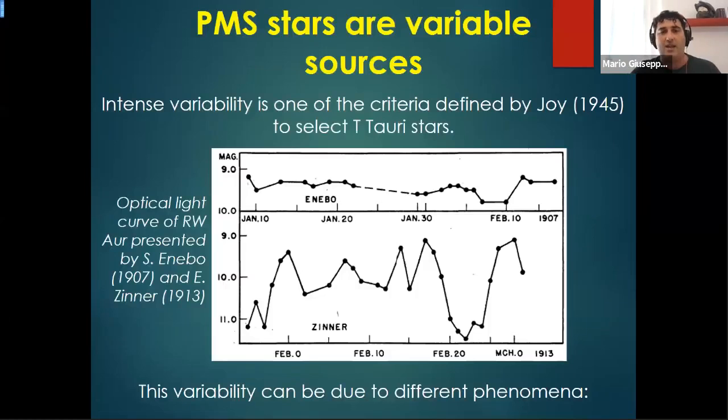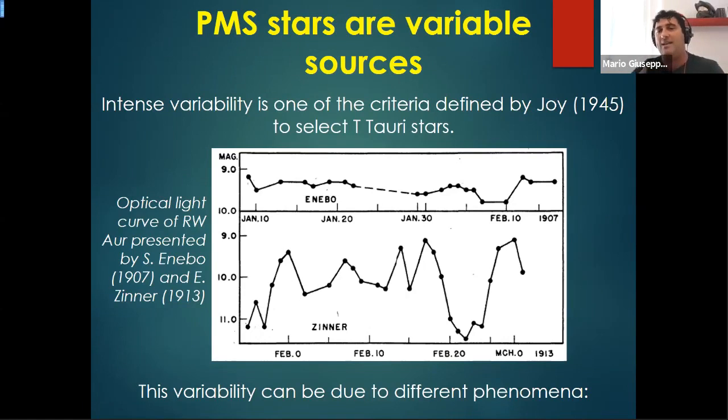So first, pre-main sequence stars are variable sources. And this was one of the properties of the pre-main sequence stars considered by Joy in 1945 to define this new class of objects called the T Tauri stars, which are pre-main sequence stars with disks. It is evident if you just look at this optical light curve, these are very old light curves of 2 T Tauri stars. And for instance, you see there is a variability of almost 2 magnitudes here.